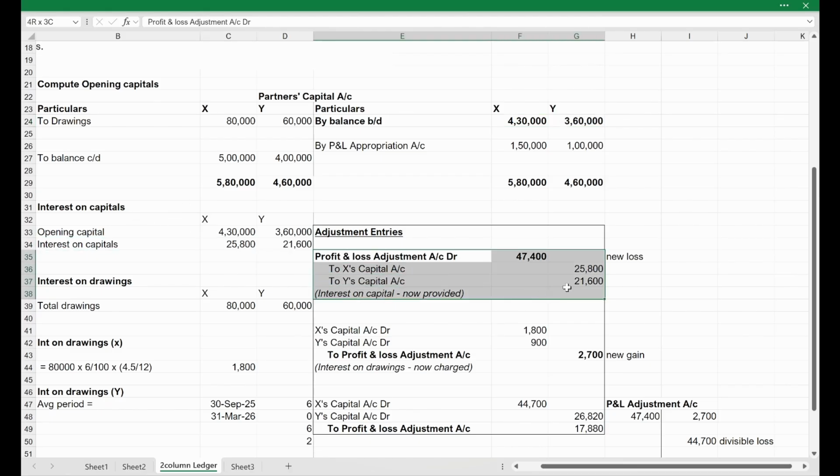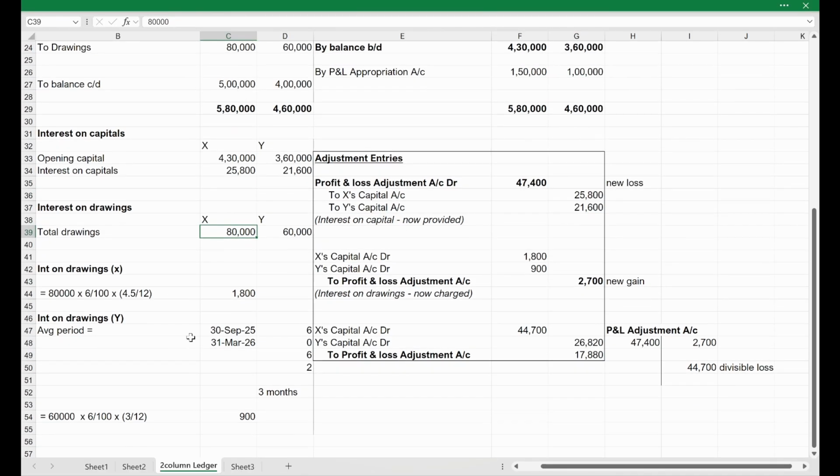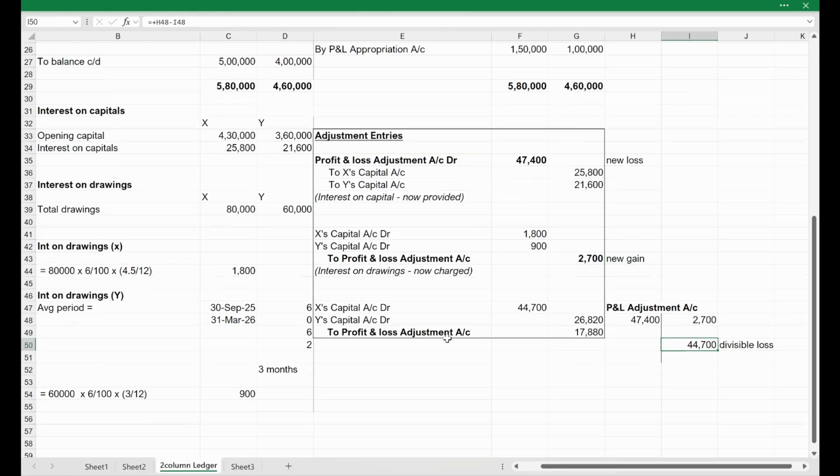We passed the journal entry for that, and we also found total drawings. From total drawings we found the average period, and then we also found interest on drawings. From interest on drawings we wrote the second adjustment entry also. New loss, new gains, two things arose, and then we netted both of them. After netting both of them we got a new divisible loss. That loss also we have distributed to partners' capital.